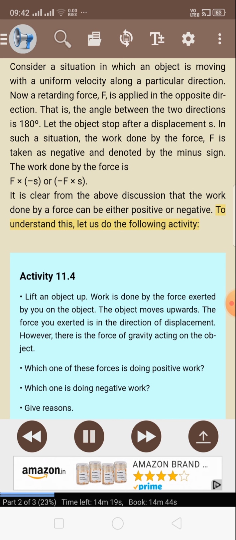To understand this, let us do the following activity. Activity 11.4. Lift an object up. Work is done by the force exerted by you on the object. The object moves upwards. The force you exerted is in the direction of displacement.